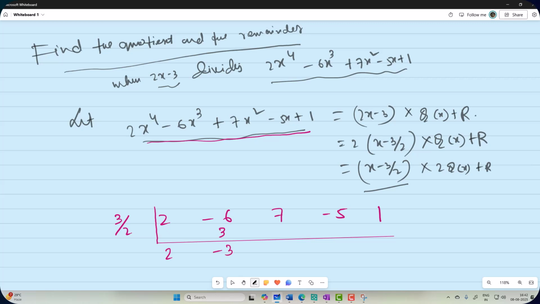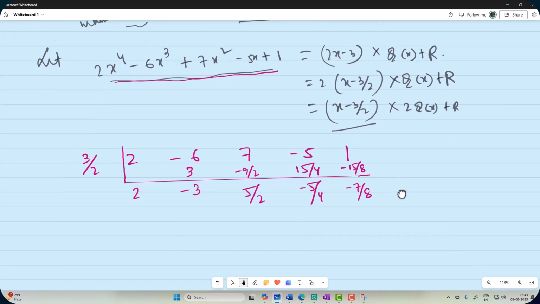Then minus 3 into 3 by 2, minus 9 by 2. 14 minus 9 by 2 is 5 by 2. Then 3 by 2 into 5 by 2 is 15 by 4. This is minus 5 by 4. Minus 5 by 4 and 3 by 2, minus 15 by 8. So there will be minus 7 by 8. Clear? I hope this step you have understood.